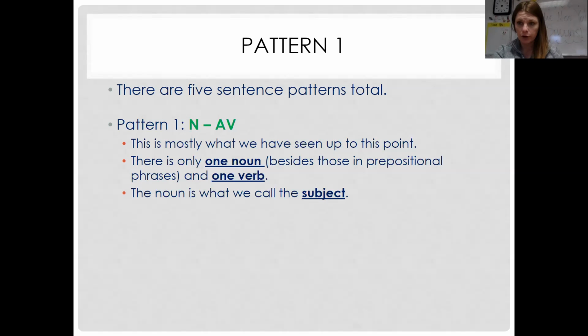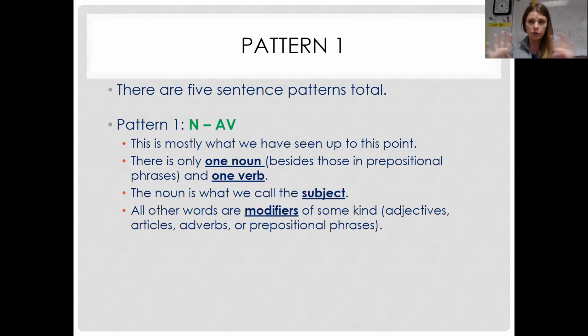That noun we've learned is called the subject. It's what does the verb. And everything else in the sentence are modifiers of some kind. So those are like adjectives, articles, adverbs, or those prepositional phrases, the group of words acting as a modifier.